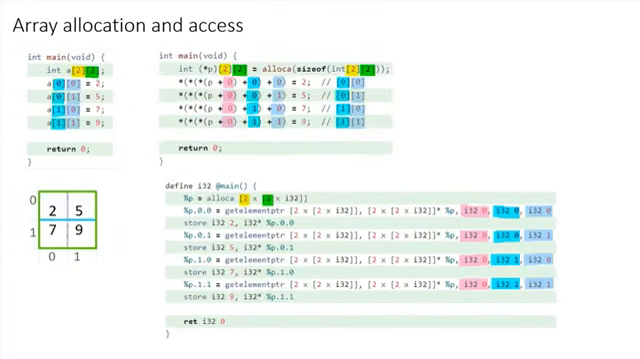Now let's look at an example of a two-dimensional array. In C code, you would usually create a two-dimensional array like this with 2 rows and 2 columns, and we assign 2 into 0, 0, 5 into 0, 1, 7 into 1, 0, and 9 into 1, 1.